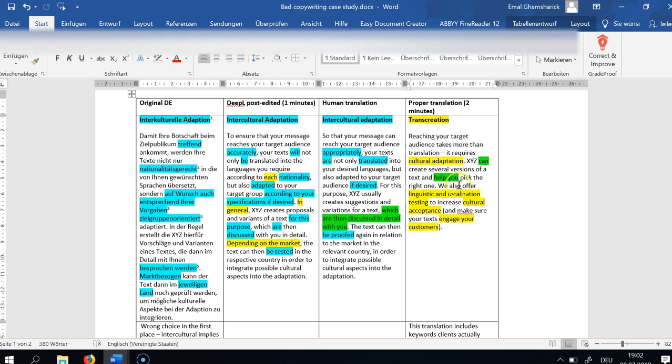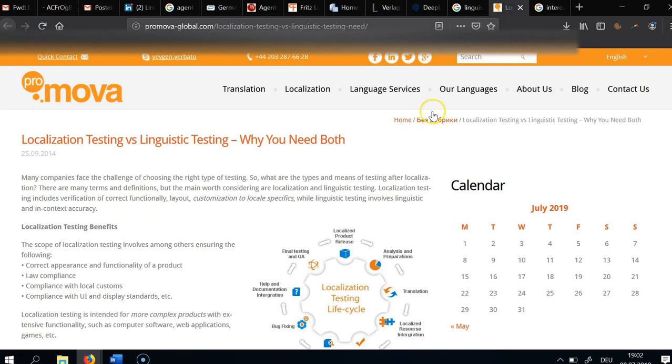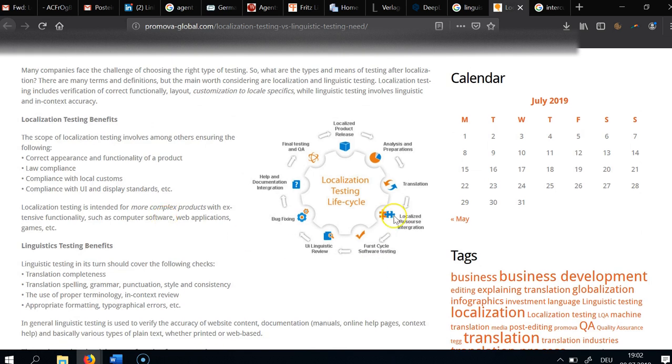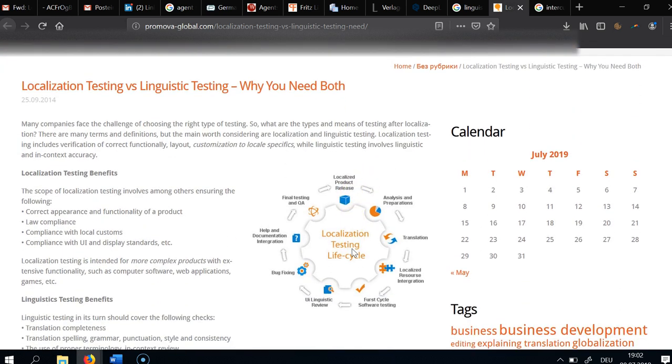We also offer, watch out, another keyword, linguistic and localization testing. Takes a little bit of research, right? But if you look here, localization testing versus linguistic testing, why you need both? So this is a translation agency. So these are kind of two steps in the localization process.